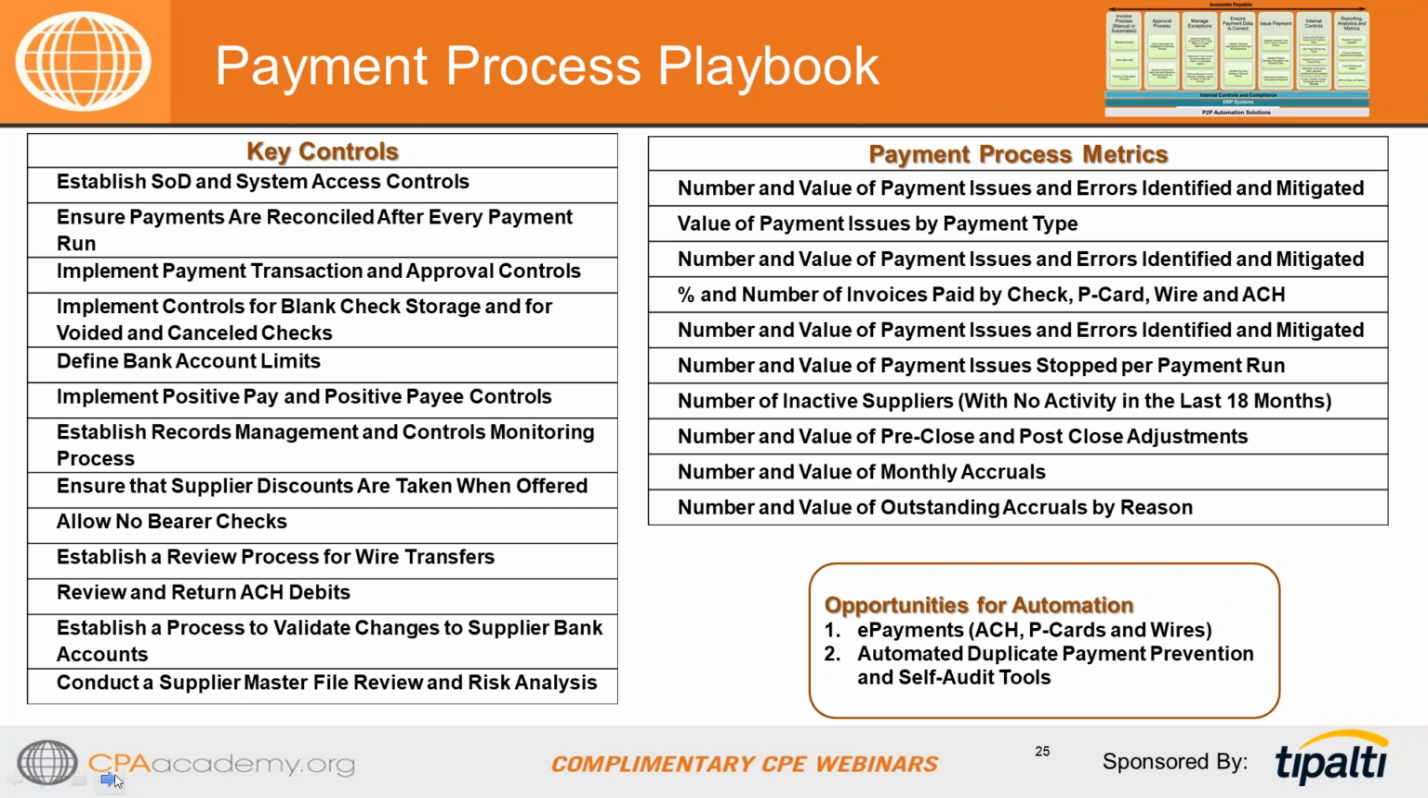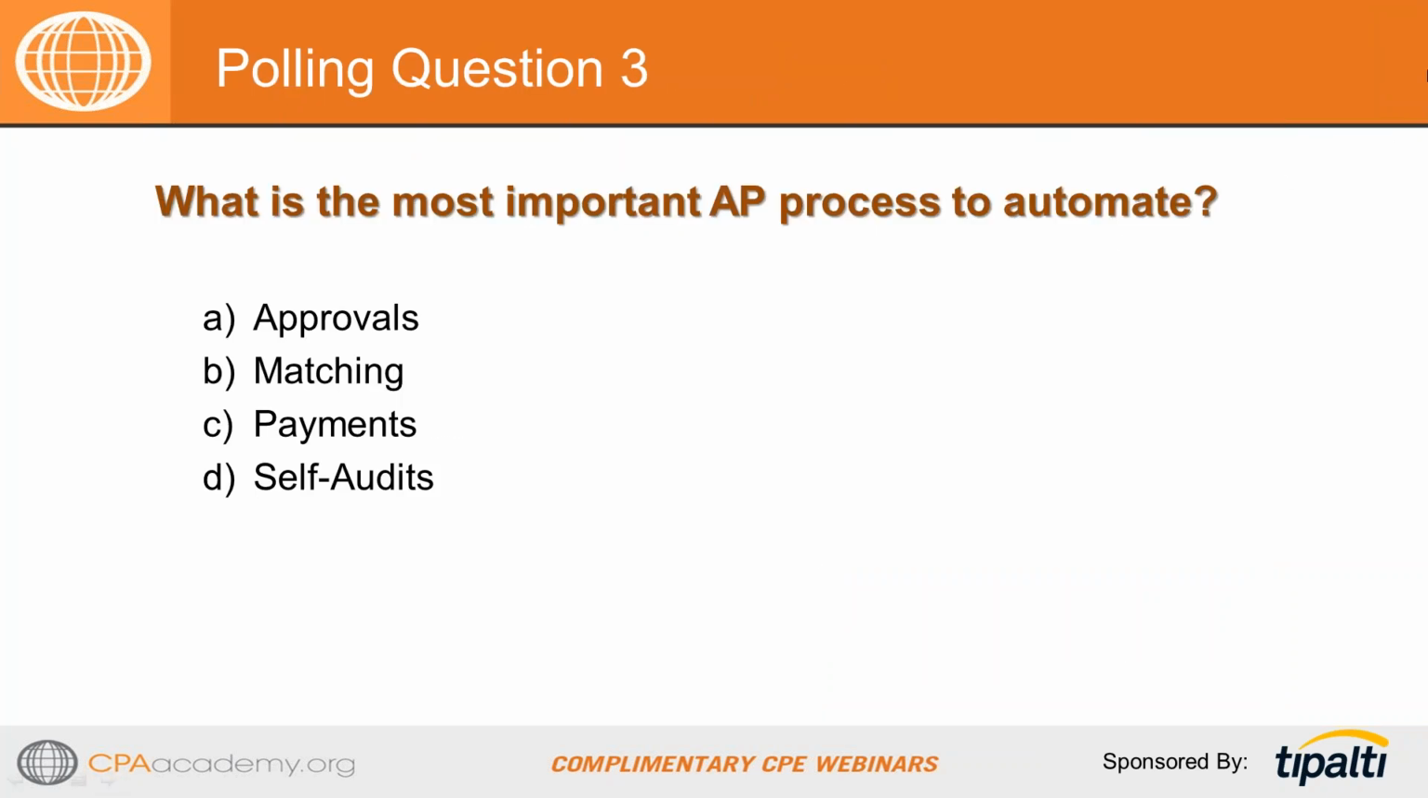Okay, so opportunities for automation: e-payments, which include ACH, P cards that we talked about, wires, and another great tool is the automated duplicate payment prevention and self-audit tool that is offered by many companies out there. What this does is it checks your payment run to see if there are any duplicates. It uses fuzzy logic to look at potential duplicates.